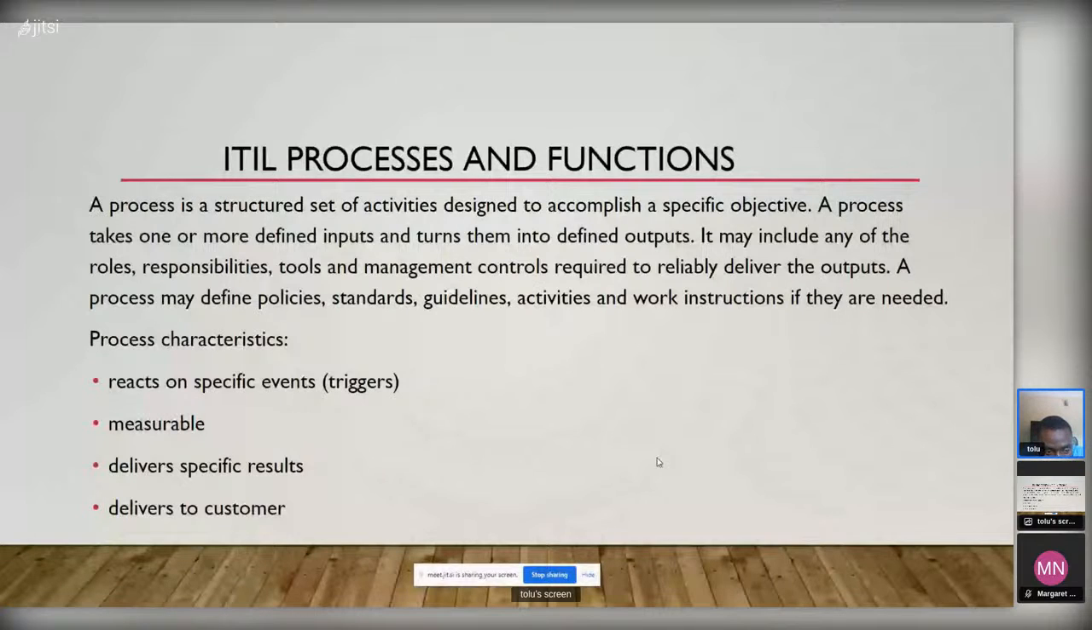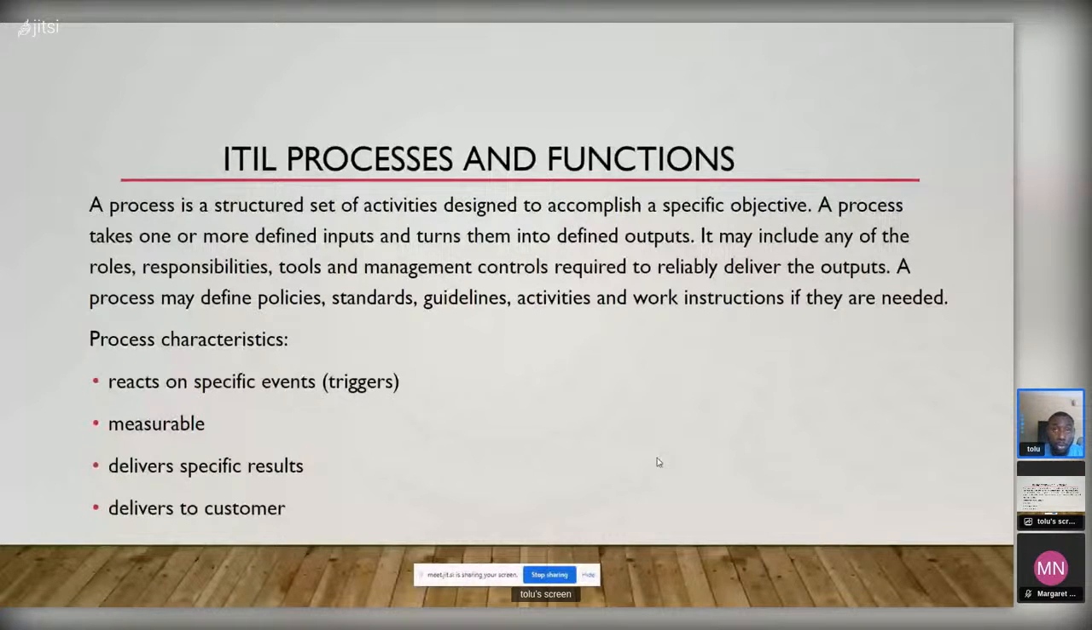Process characteristics. A process reacts to specific events. Those are the triggers. So a process reacts on triggers. That's when a process works. When they are triggered by an event, when there's an input, that's when you trigger a process. So something must call the process.